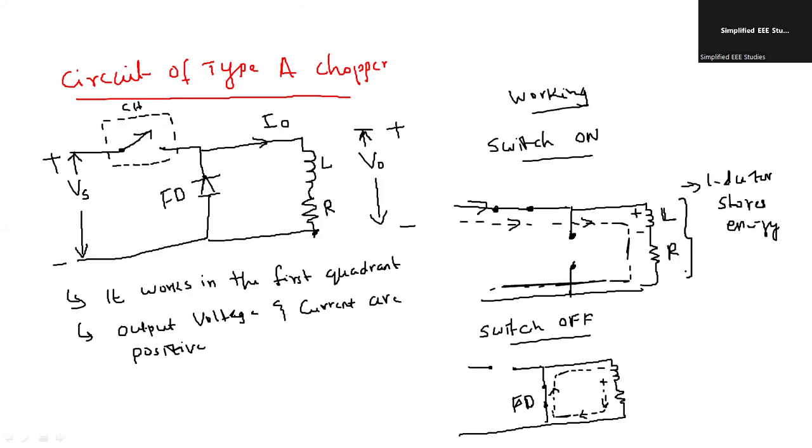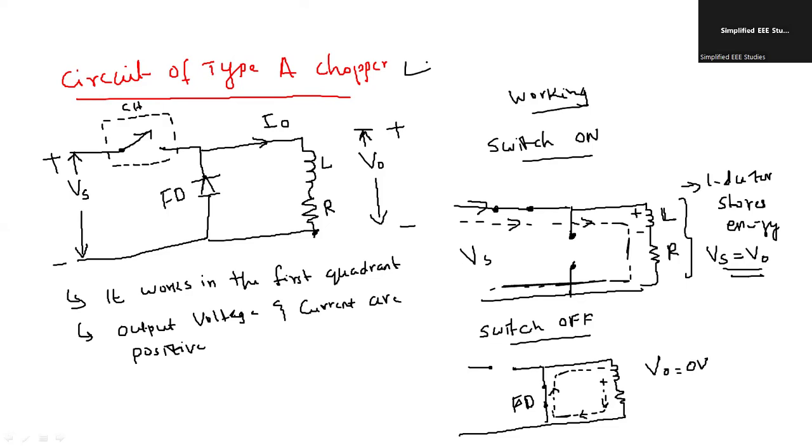So in the first case, we can mark that entire input voltage comes across the output. So Vs will be equal to V naught. But in the second case, it is a short. So we can say that the output voltage is becoming 0 volt. Correct? So this is what exactly happening in the case of type A chopper.